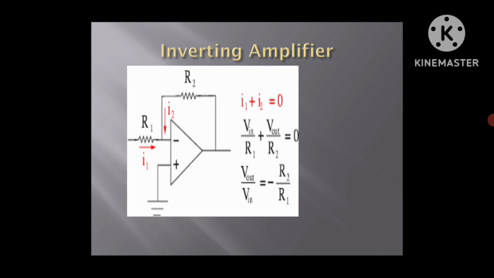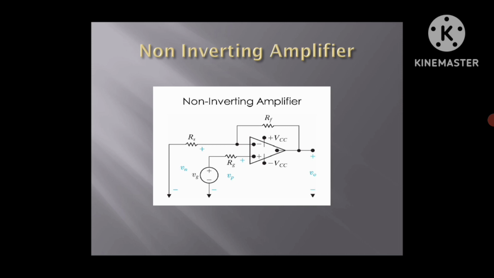If we give a negative input, we get a positive output of the input signal at the output. That is indicated by the minus sign. Next, the non-inverting amplifier using the operational amplifier.